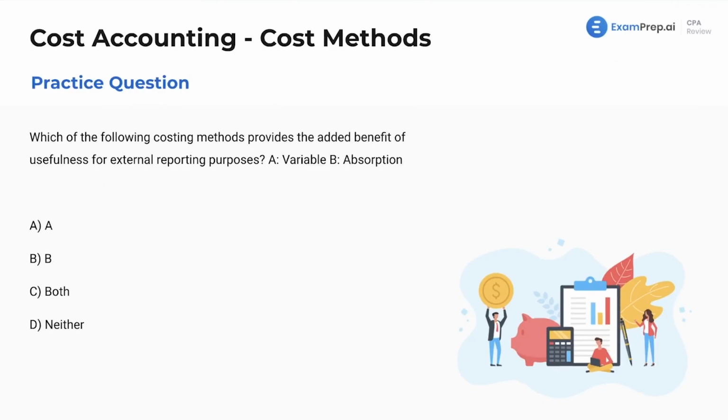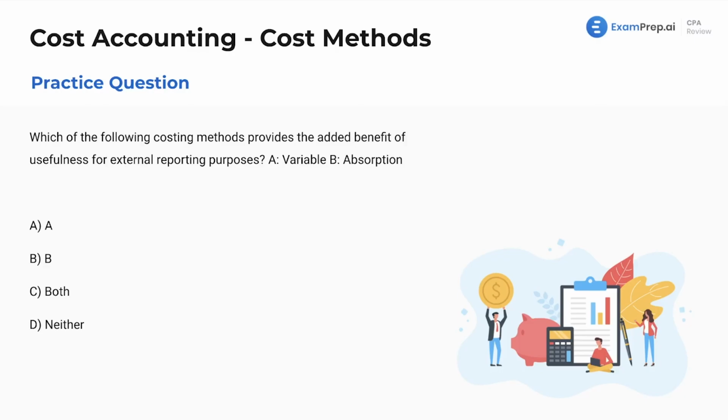Here we go with some multiple choice questions on our methods of cost accounting. Which of the following costing methods provides the added benefit of usefulness for external reporting purposes? We have variable and absorption costing. With these two methods of costing, I really want to bring your attention to the more memorization based.